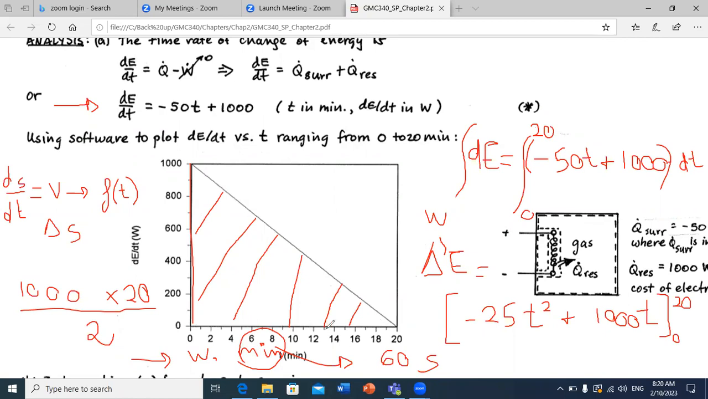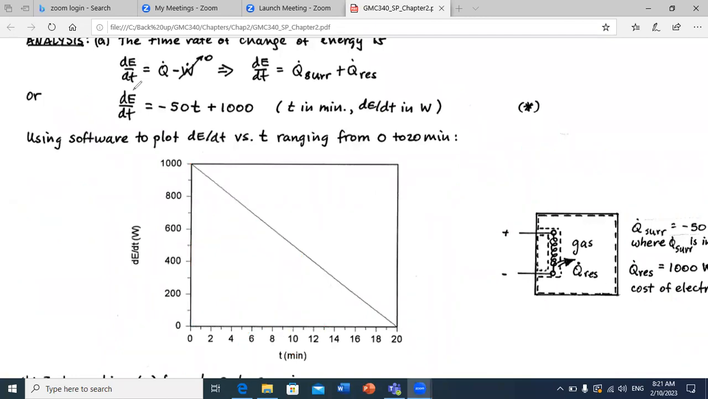If T was in second, you can directly say the result is in joule. Because T is in minute, the result you get is watt times minute. And 1 minute is 60 seconds, so you should do some conversions to get the final unit in joule.